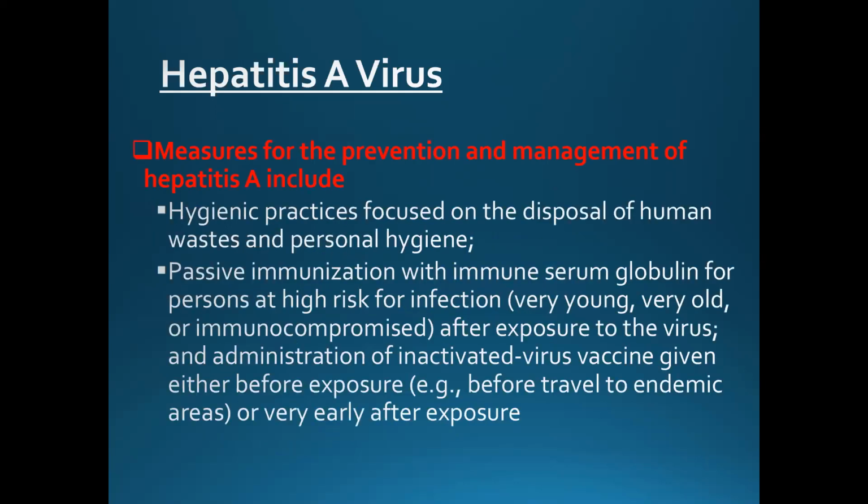Now, what are the measures for the prevention and management of hepatitis A? Of course, the hygienic practices are very important. Practices related to food cooking and the type of food that you eat. It is known, for example, that certain hepatitis A outbreaks happen as a result of eating certain types of food, of seafood actually, such as oyster.